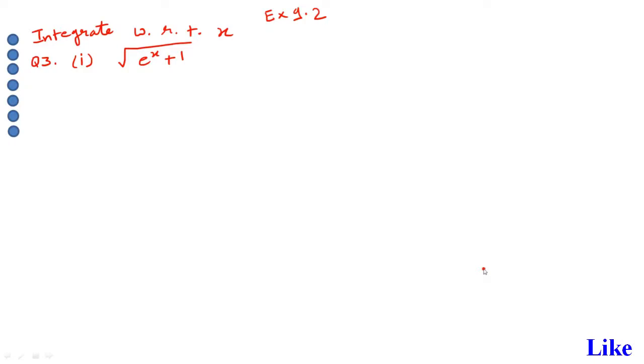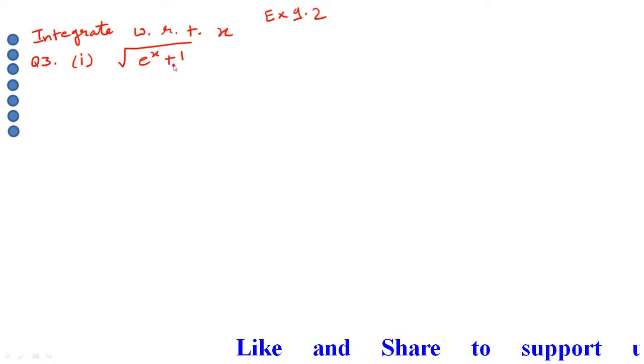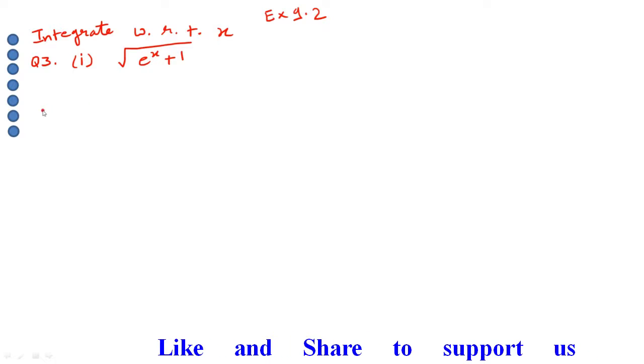Hello everyone, I am going to explain question number 3, first part from exercise 9.2, and this question belongs to form 12th class maths. In this question we have to integrate the given function with respect to x.